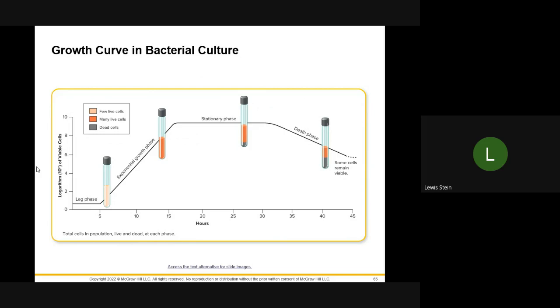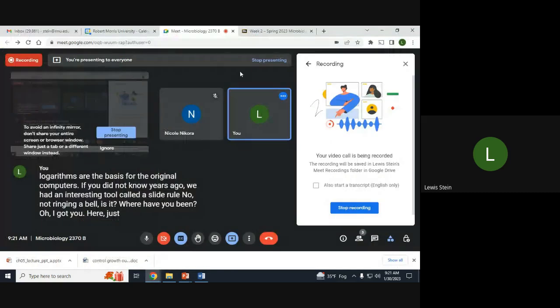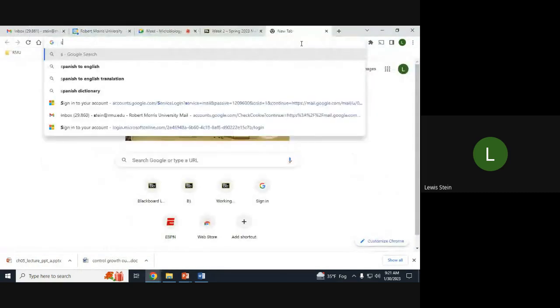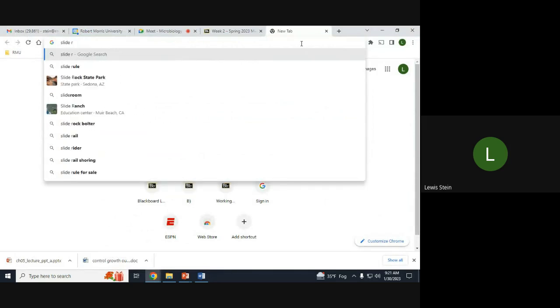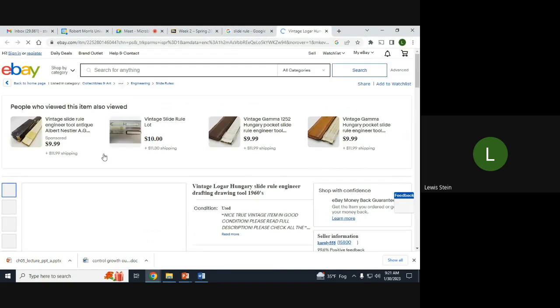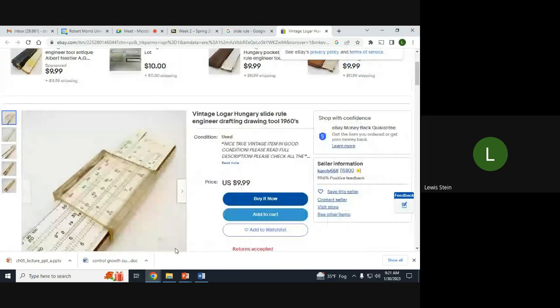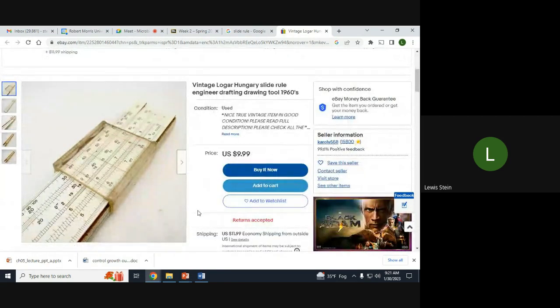Years ago, we had an interesting tool called the slide rule. No, not ringing a bell? Where have you been? Oh, I got to do this. You're just awful. Never heard of it? Oh, God. That got me so excited. Slide rule. Here, this is a slide rule. You could even buy one. I'll bet you can get one at Amazon. That's how we did calculations, since we didn't have calculators in class. We had slide rules, and it was all based on 10 to the power.